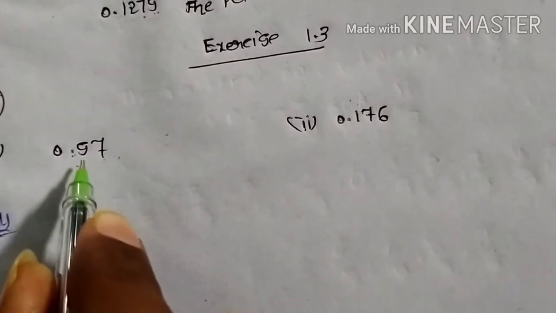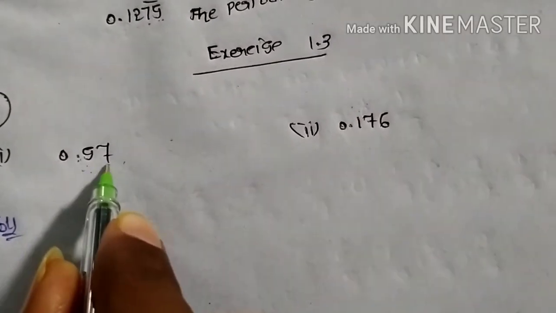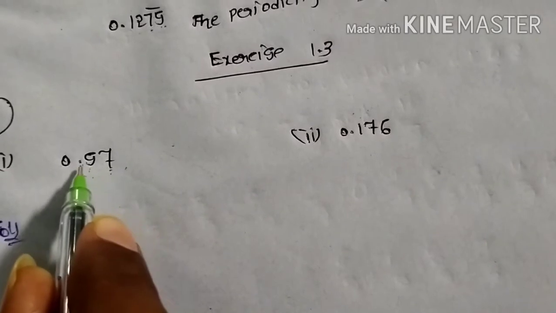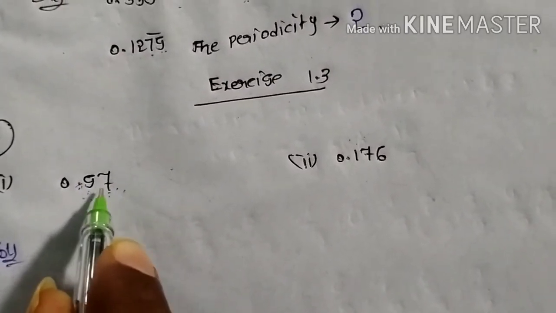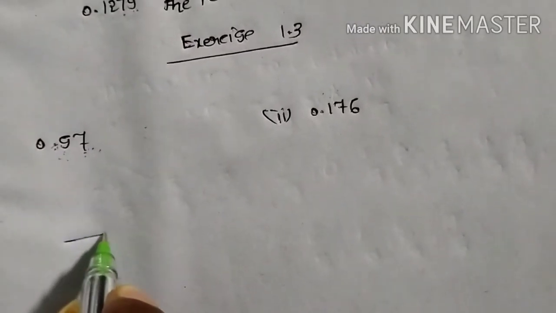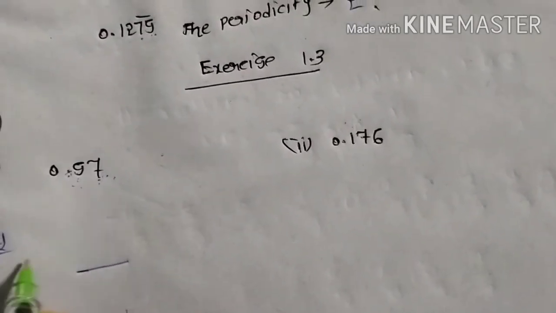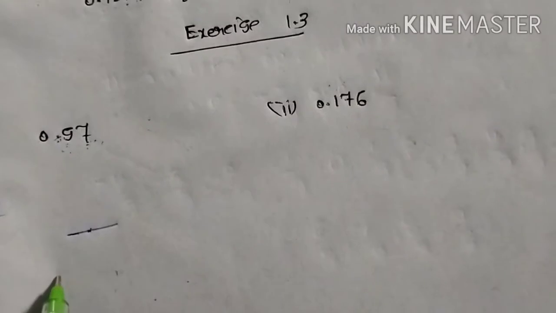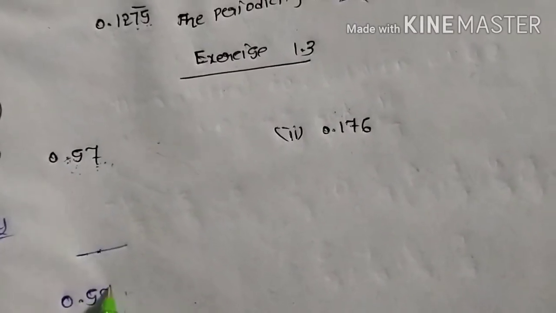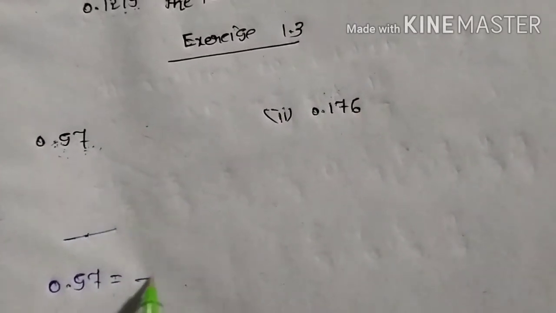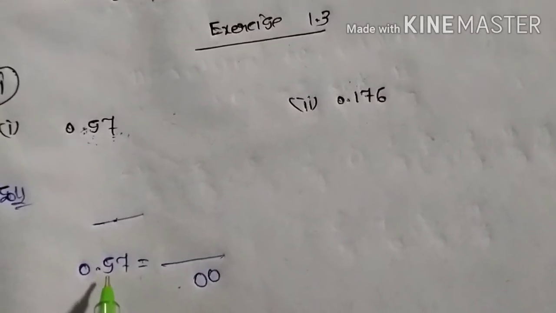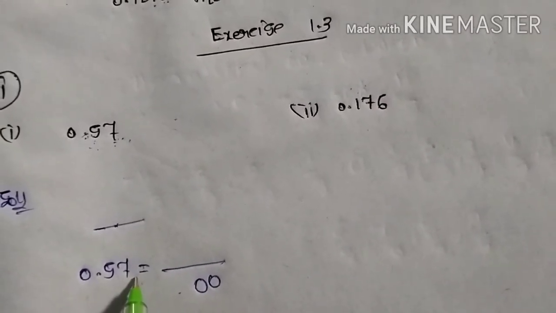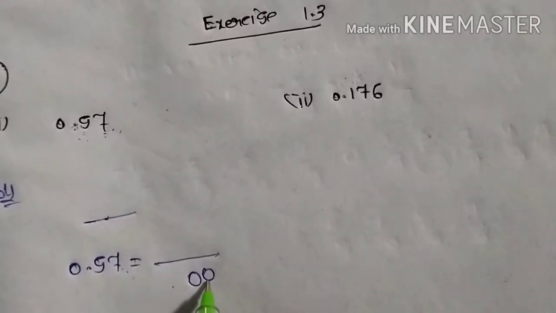After the decimal point how many digits are available? 2 digits, 5 and 7. See this is the decimal point. After the decimal point, 2 digits. So in the denominator you can write, see, directly I am writing here, 0.57 is equal to, in the denominator you write 2 zeros. If 3 digits are available after the decimal point you write 3 zeros.